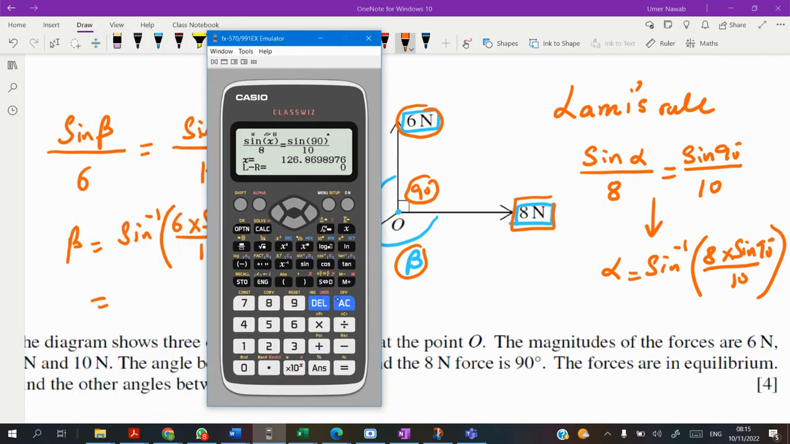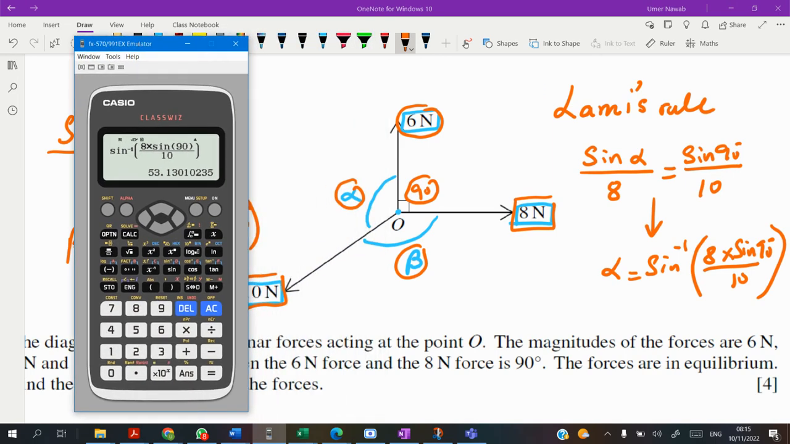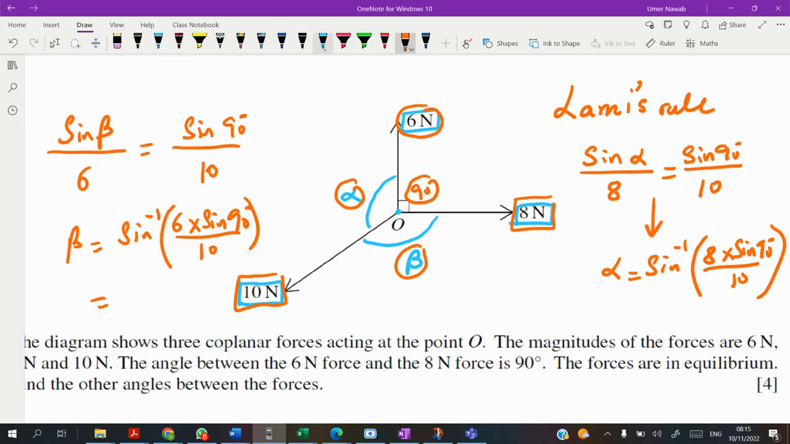However, if a student says, no, I want to use the manual way, I'm going to show it to you. Shift sine, fraction, 8 times sine 90 over 10, and then close the bracket. Now I got 53.13. Now it is not 53.13, it is obviously an obtuse angle. So in order to make an obtuse angle from an acute answer, let me write it first, 53.13.